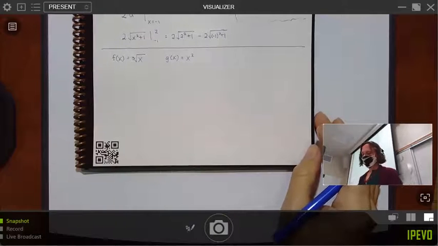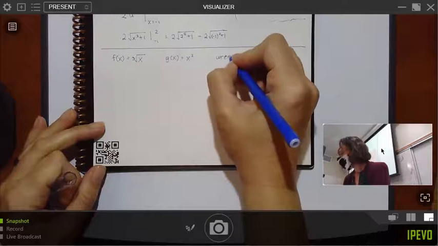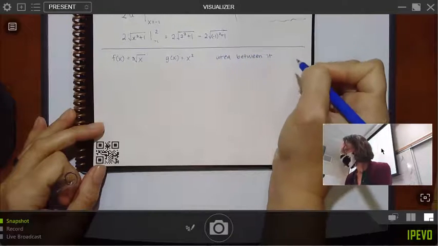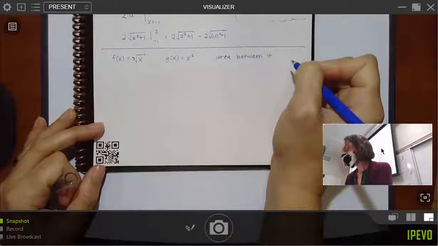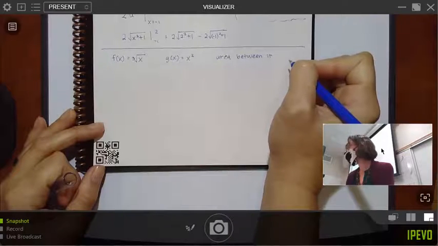What I usually do is I think about the shape that each graph would make, and I can just sort of picture which one would be on top. But he said we're not allowed to do that. We have to prove which graph is on top.